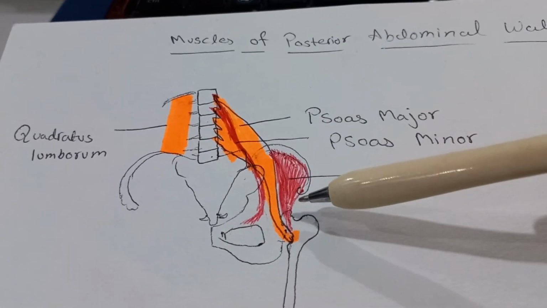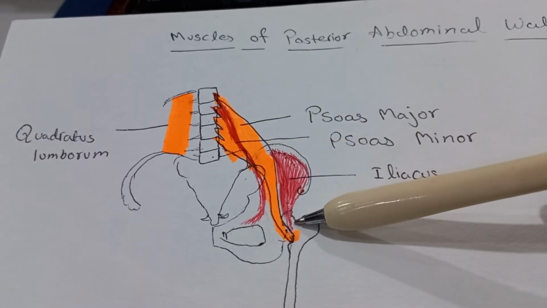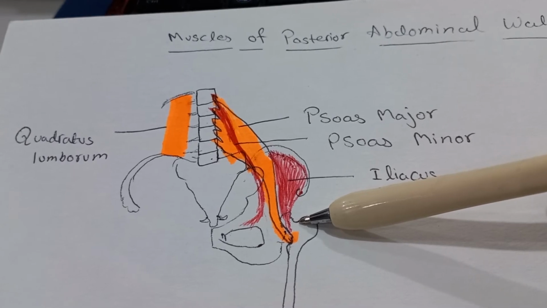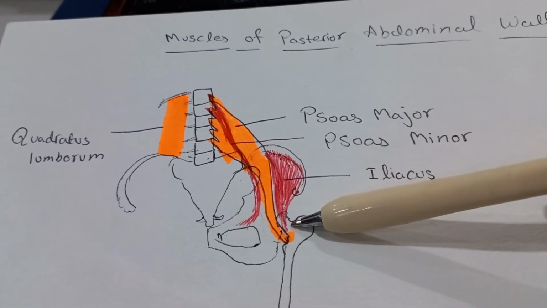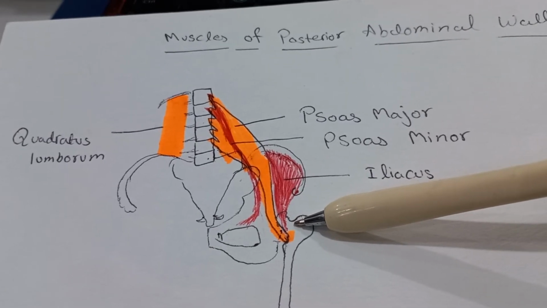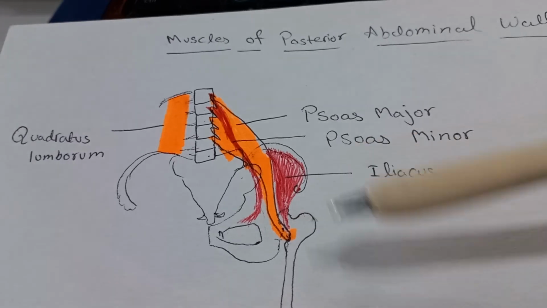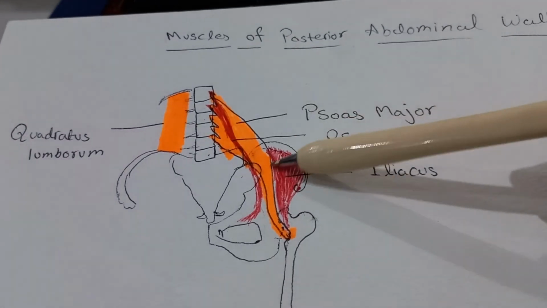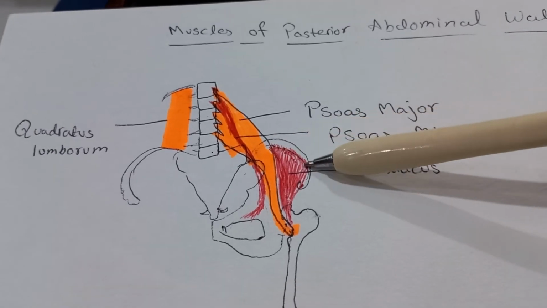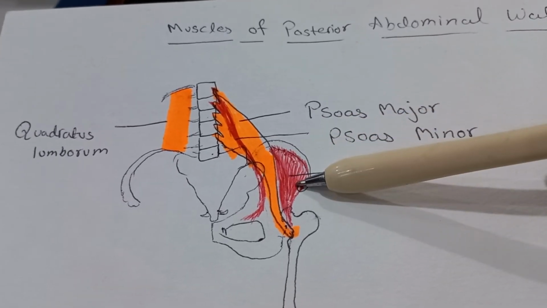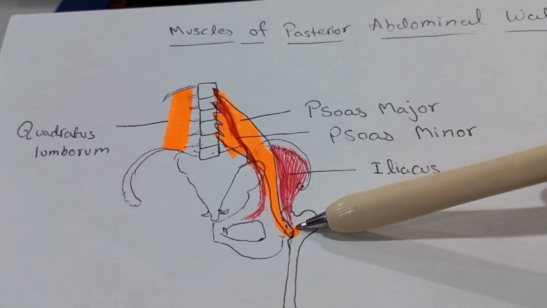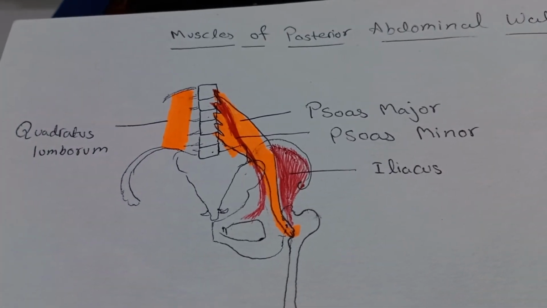Both these muscles, psoas major and iliacus, are the powerful flexors of the hip joint. So it flexes the hip joint. And this muscle is innervated by branches from the femoral nerve L2 and L3. So iliacus muscle originates from the iliac fossa, from the inner lip of the iliac crest, iliolumbar ligament, sacroiliac ligament, and this muscle is finally inserted over the lesser trochanter of the femur.